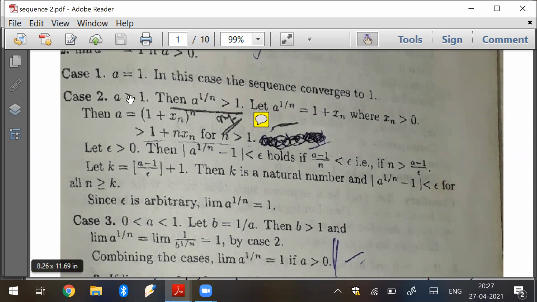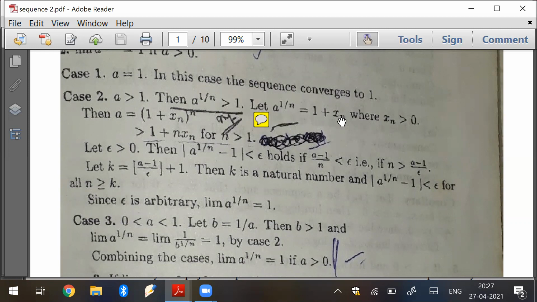So if I take a greater than 1, then a to the power 1 by n is also greater than 1, obviously. Now specifically, a to the power 1 by n I take as 1 plus xn. That means if you vary n in the natural number set, as we do in this sequence, you are going to get all numbers greater than 1. So I now write it as 1 plus some positive number xn, where xn is greater than 0.